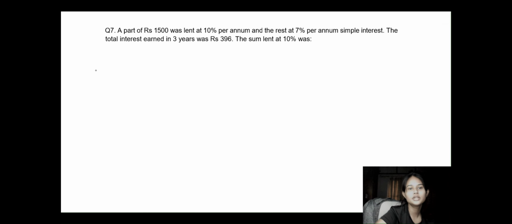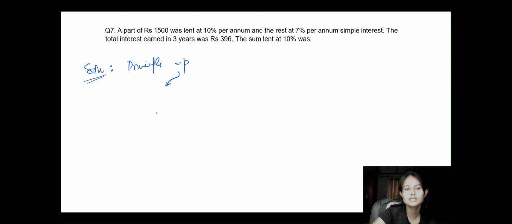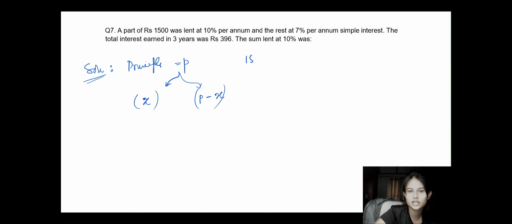Okay, a part of 1500 was lent at 10% per annum and the rest at 7% per annum simple interest. So there was a sum, principal is P. But they are saying that they have divided it and lent. So divided it, can we say that let X be a part and let P minus X be a part? So these two parts make the principal, right? So principal is given 1500. So if we divide 1500 into 2, it is X and 1500 minus X. So these are my two principals that are divided.